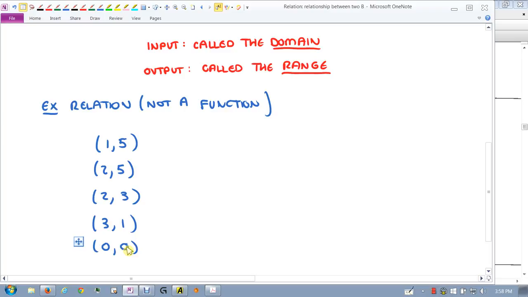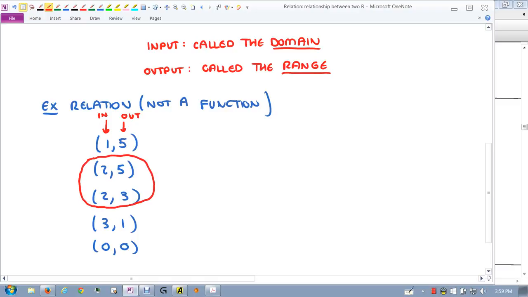It's very, very simple. But to be a function, every input, so for us the inputs are this side, everything on this side in, everything on this side out, each input goes to only one output. So where do we run into the problem? 2 goes to 5 and 2 goes to 3. Do you see that?